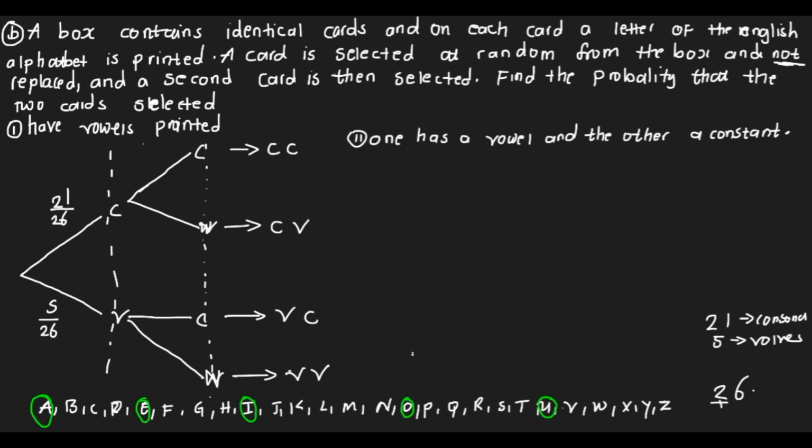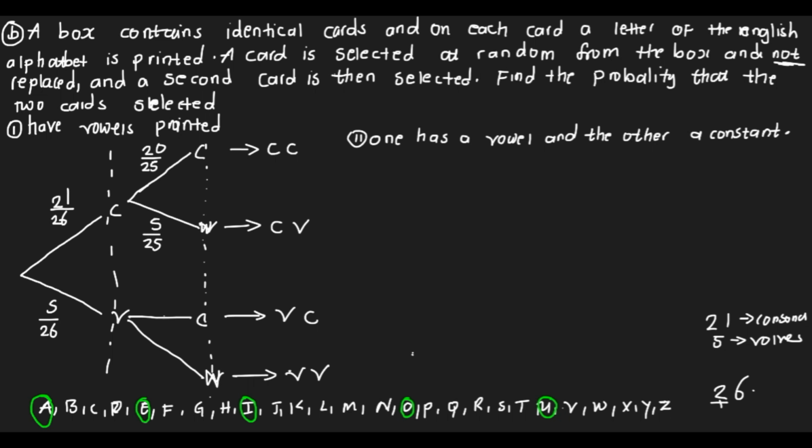So if it was not replaced, we can see that the total will reduce. From the 21, we are going to have 20 over 25. So the total should be reduced by 1. Then for the vowels, since we assumed that the letter picked was a consonant, the vowel will just remain the same. So the vowel is 5 over 25.